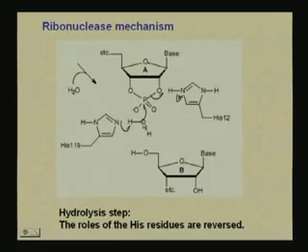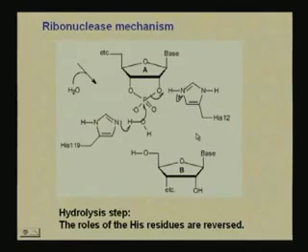This OH minus now attacks the phosphate. This PO bond is cleaved. This O then takes up the H from histidine 12. So, histidine 12 acts as the acid, providing the H. So, the roles are reversed in what is called the hydrolysis step. So, we have a cyclization step followed by a hydrolysis step. In the cyclization step, histidine 12 is the base and histidine 119 is the acid. In the hydrolysis step, the roles are reversed. Histidine 119 is the base and histidine 12 is the acid.